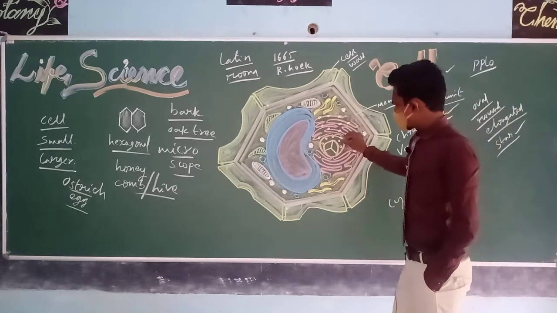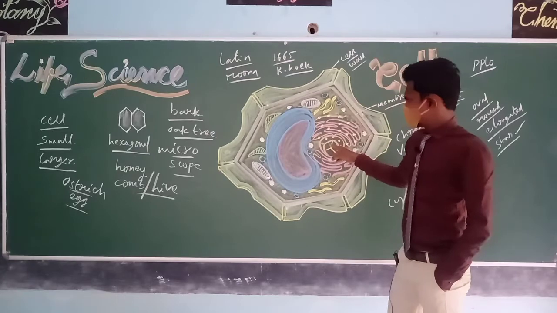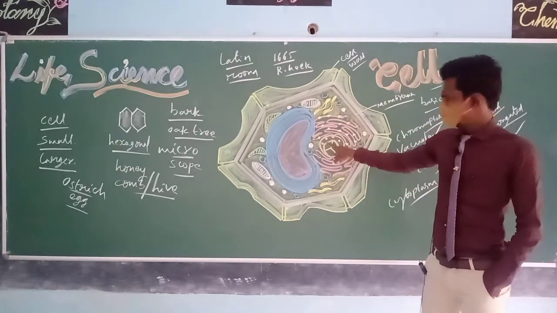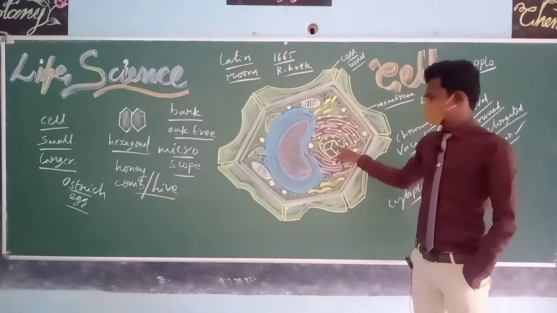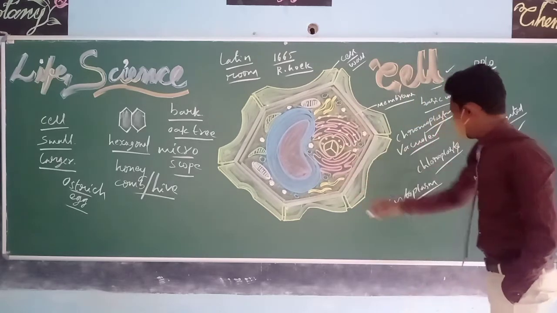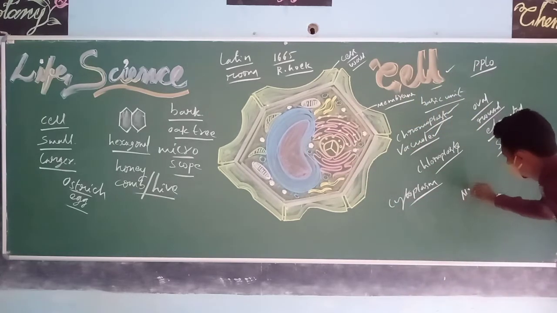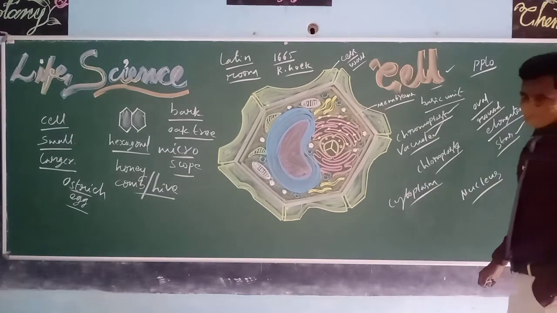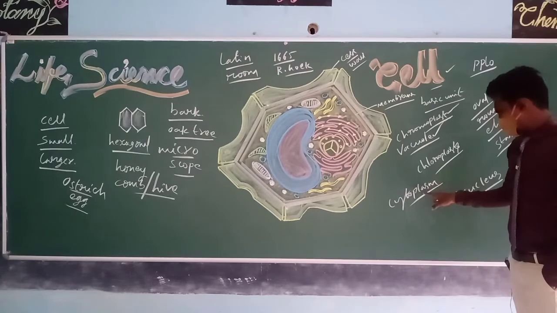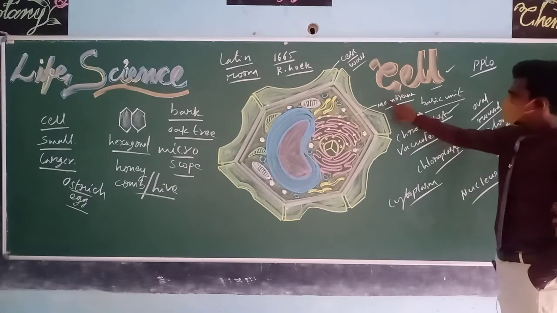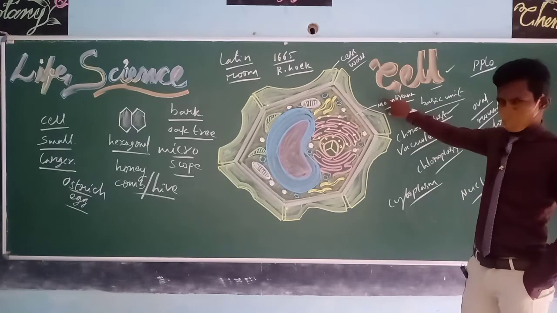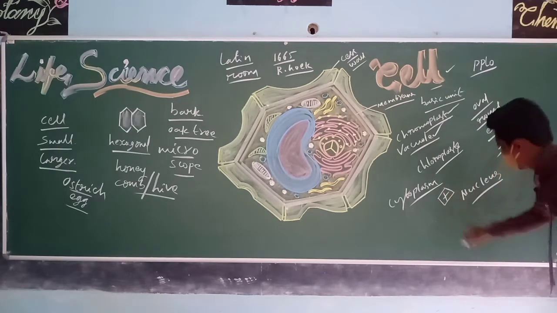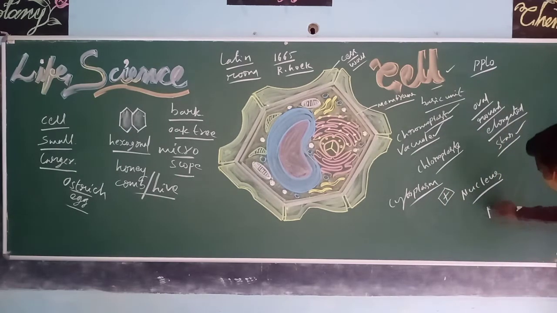And the brain of the cell, the controlling station of the cell, the dynamic center of the cell which controls all activities of the cell, that is called the nucleus. So the nucleus is common in all types of cells. So cytoplasm is common, nucleus is common, plasma membrane is common. This cytoplasm and nucleus combined together are called protoplasm.